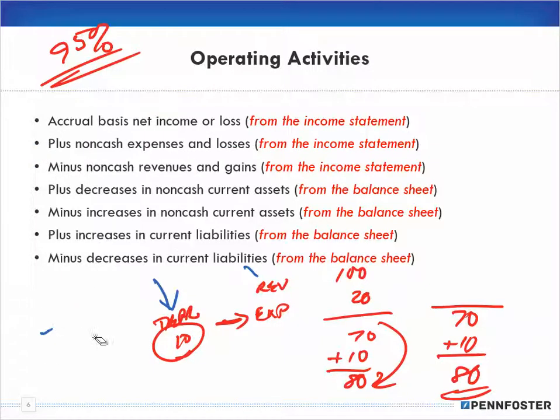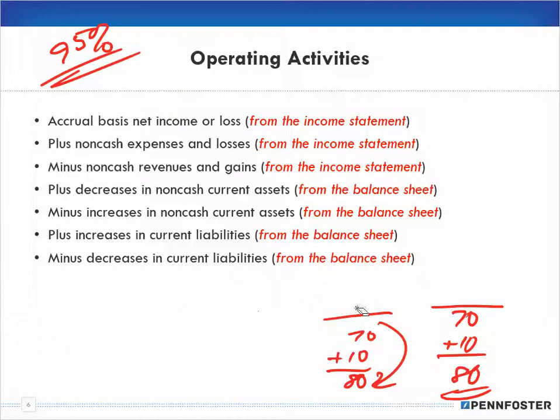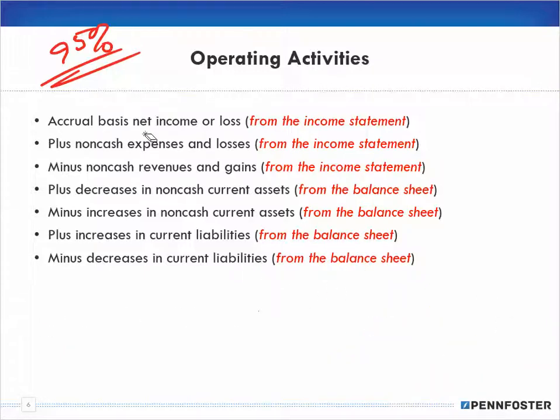Now, next one here, we're going to plus our decreases in non-cash current assets, and we get that from the balance sheet. Things like this are going to be your accounts receivable, okay? Current assets, right? Accounts receivable is non-cash. So when our accounts receivable decreases, we're going to add those back in, all right?